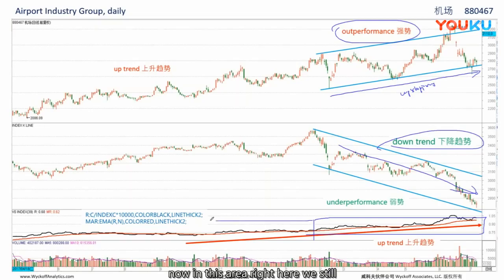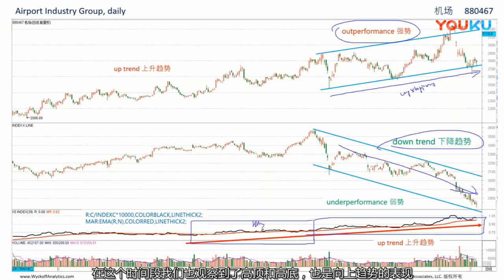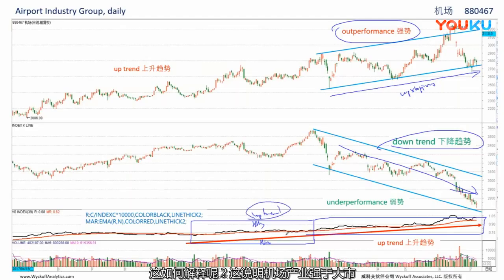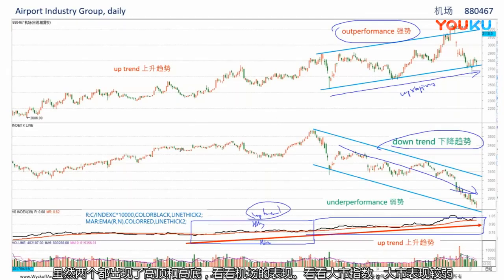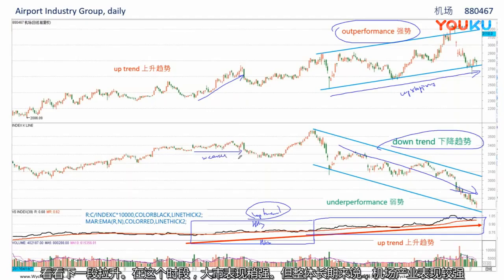Now in this area right here, we still could observe higher highs, higher lows. So it's still a definition of the uptrend. So how could this be? Because this suggests that the airport industry group still outperforms the market. Well, even though they are both making higher highs and higher lows, look at the movement. Look at this move right here for the group and look at what the market is doing. So the market is weaker at this spot.